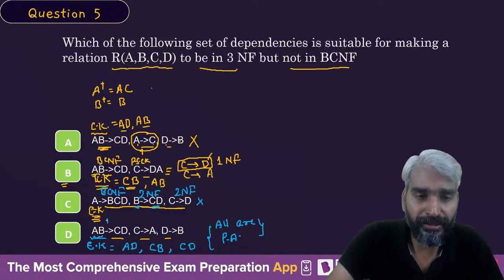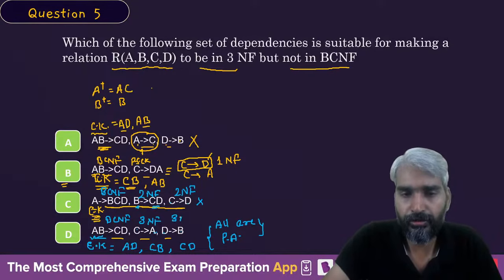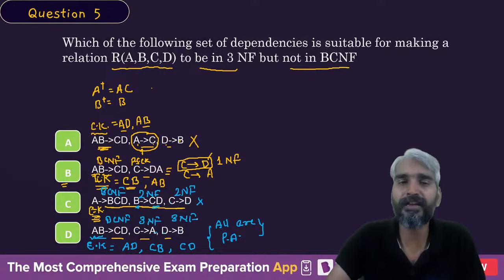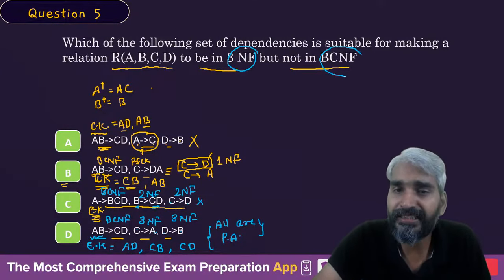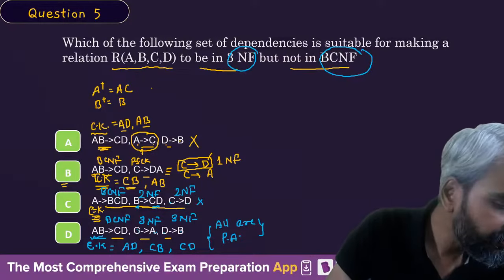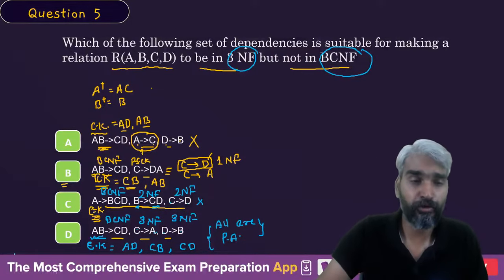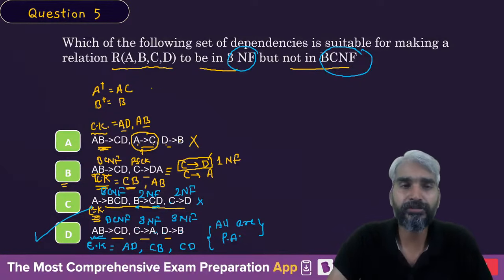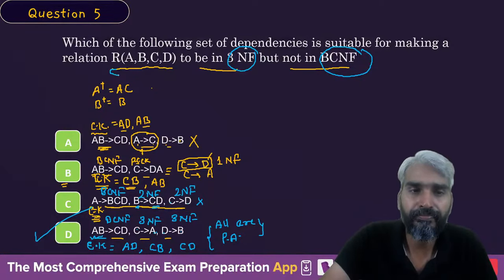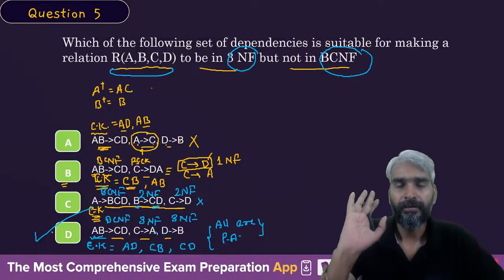So the first one is in BCNF. This is in BCNF. This is in 3NF. This is also in 3NF. So what is the normal form of the relation? The normal form of the relation is 3NF, but it is not in BCNF because there are two FDs which are not in BCNF. So the correct answer, the FD set which ensures that this relation R is in 3NF but not in BCNF, is option D. Clear?